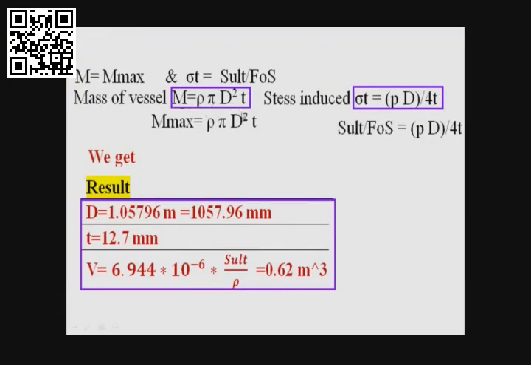Substitute the values of material number 2 in the equation of the mass of the vessel and in the equation of the stress. Once you substitute the m value and ρ value, we get this equation in terms of D square and T. If you substitute σT as SUT by FOS and the value of P, here also we get an equation in terms of D and T. So two equations and two unknowns.